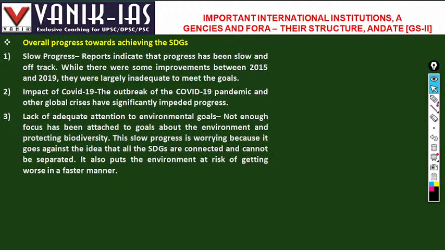Overall progress towards achieving the SDGs: slow progress. The report indicates that progress has been slow and off track. While there were some improvements between 2015 and 2019, they were largely inadequate to meet the goals. Impact of COVID-19: the outbreak of the COVID-19 pandemic and other global crises have significantly impeded the progress or execution of the goals. And two issues, one is the financial need, second is the requirement of manpower. Both were hampered by COVID-19, and the following economic slowdown has made it a little difficult to achieve.